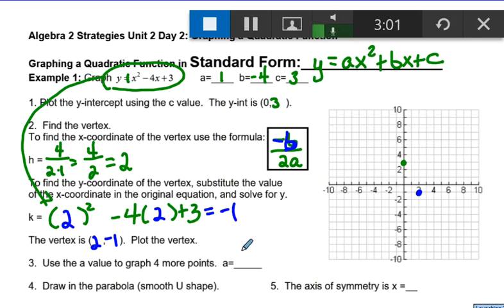All right, and the a value is 1. What does that mean about stretch? Is it stretched? Right, so there's no stretch, which means we're going to follow the same pattern as before. Over 1 and up 1. Over 2 and up 4. And look, when we go over 2 and up 4, we hit that same y-intercept there. And then you graph it in.